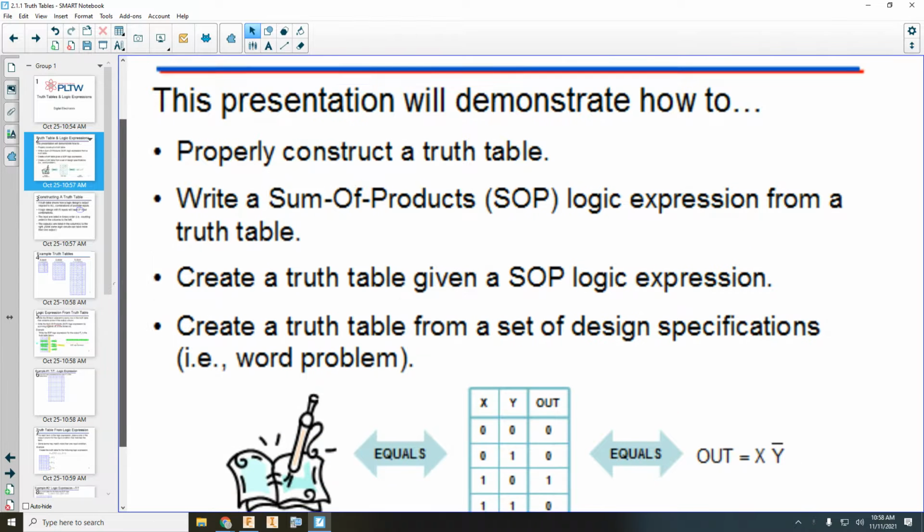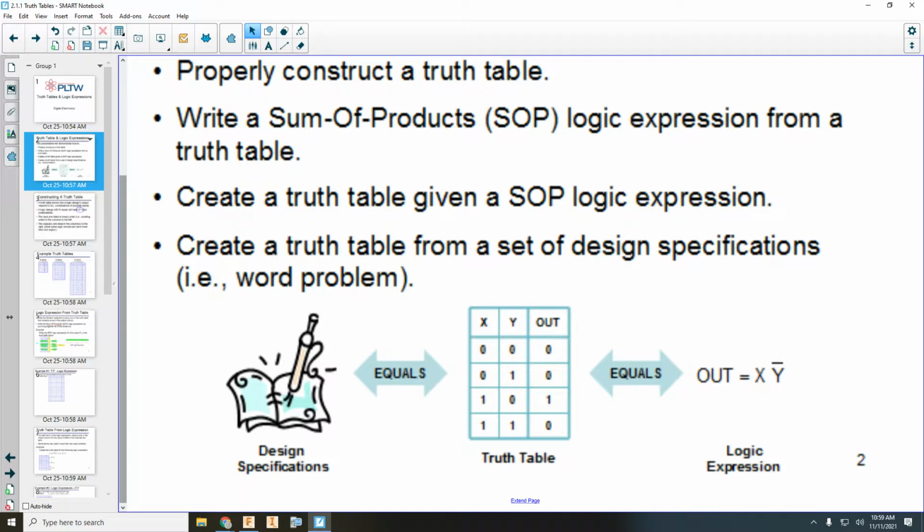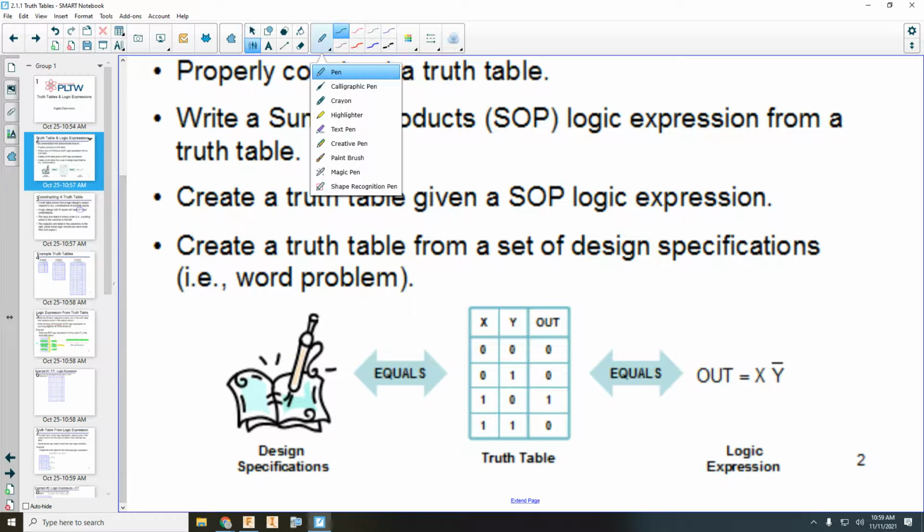Okay, so what are we looking at today? We're going to look at sum of products, a logic expression from a truth table, writing out a truth table, and going back and forth between those two. So like here, we have a truth table, and what we see in this one is what's on. We see there's only one output of a 1.